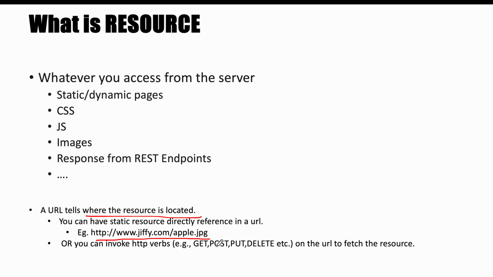from a URL. Otherwise, you can invoke HTTP verbs on the URL and fetch the resource. So for example, if you want to get a JSON from the server, you will send a GET request and fetch the JSON from the server. So that is a resource which you are fetching from the server.